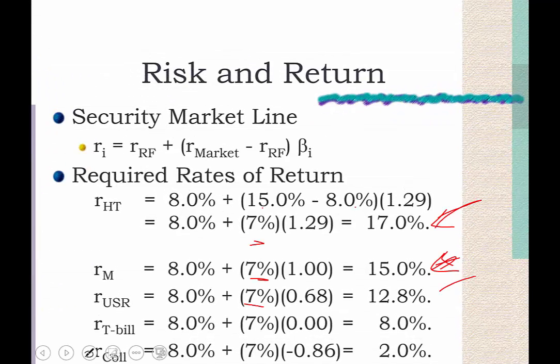And I'm not going to really go through this. In 3318, you will have talked about the required rate of return versus the realized rate of return, and what those differences are, and what happens when the required rate of return is not equal to the expected rate of return or the realized rate of return. You will have talked about that in 3318. We're not going to do that here.